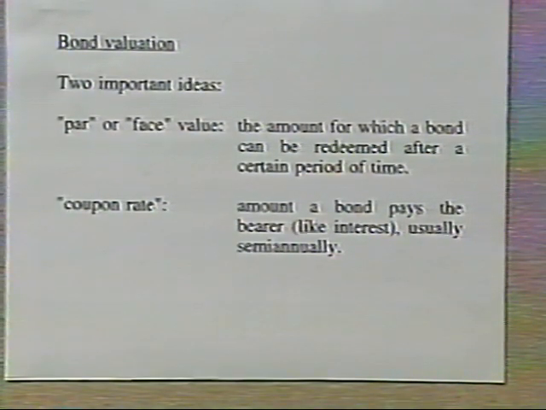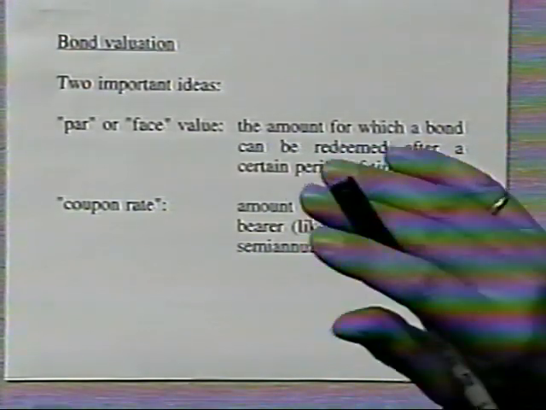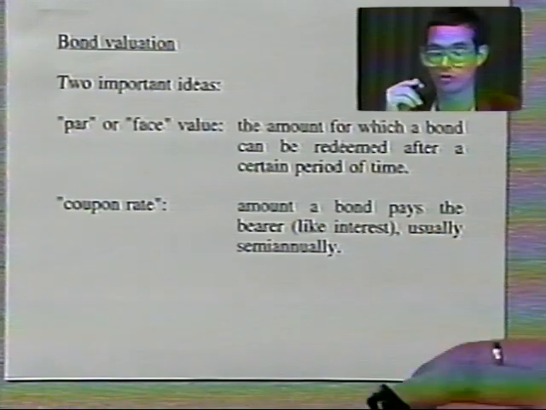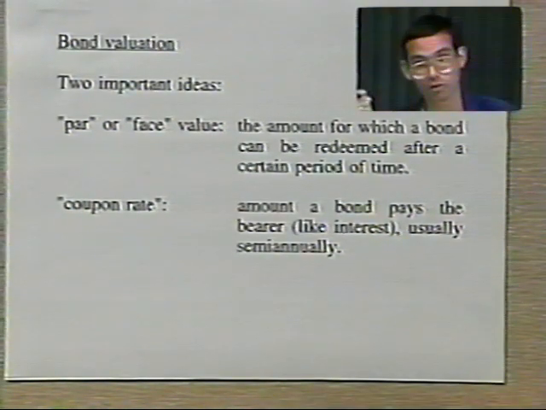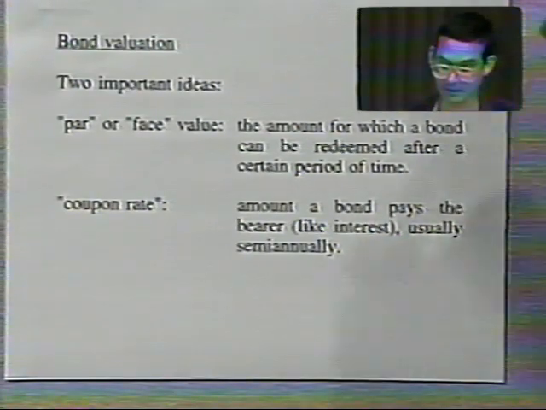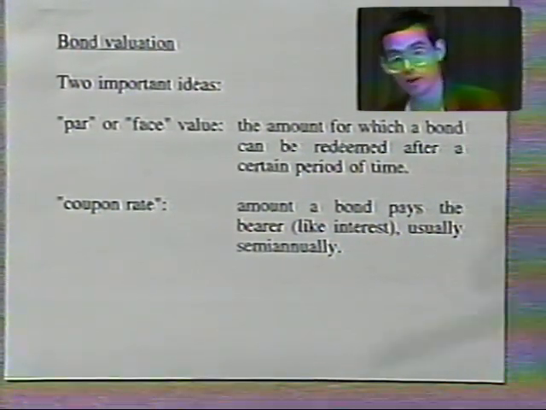So if I'm talking about a $10,000 bond, that $10,000 doesn't refer to its price today, and it doesn't refer to its price when it was issued. What it refers to is how much money the bearer received at the time that the bond matures. So it's some point in the future at which this money is received by the bearer. So the par or face value is a future value, not a present value.